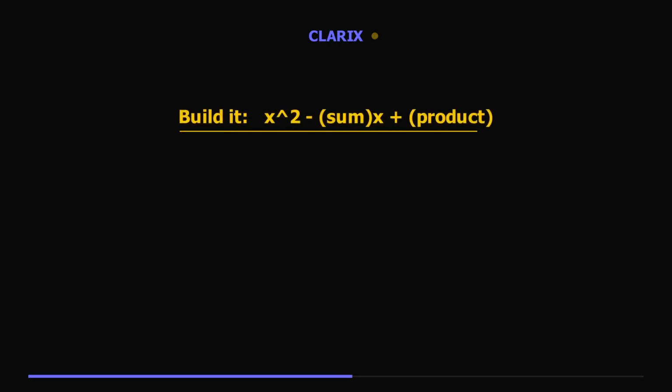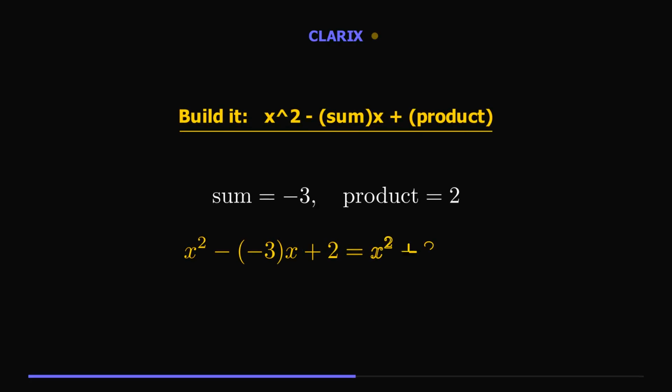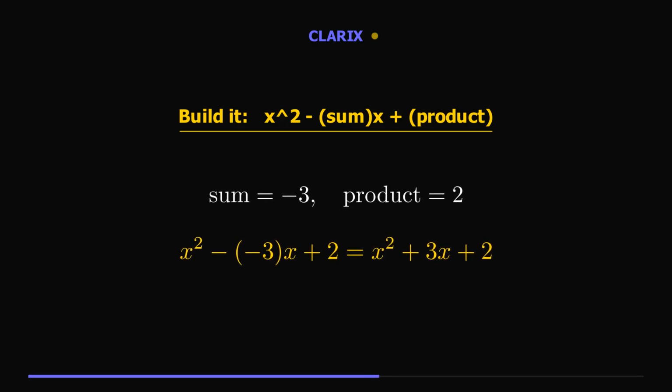Beautiful. Now let's flip it around. Suppose I give you the sum and product of the zeros and ask you to build the quadratic. Easy. The polynomial is x squared minus the sum times x plus the product. Say the sum is minus 3 and the product is 2. Then the quadratic is x squared minus minus 3 x plus 2, that's x squared plus 3x plus 2, and any multiple of it, like k times that, works too.